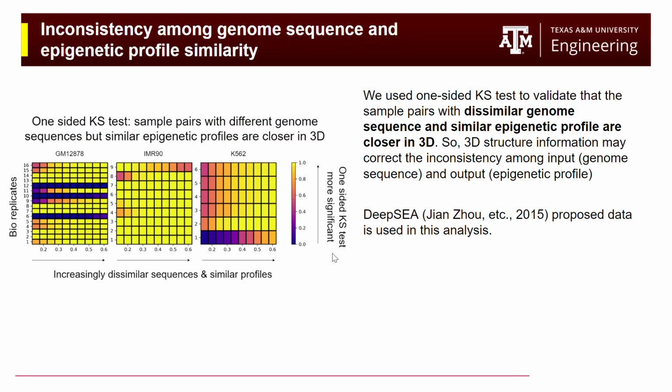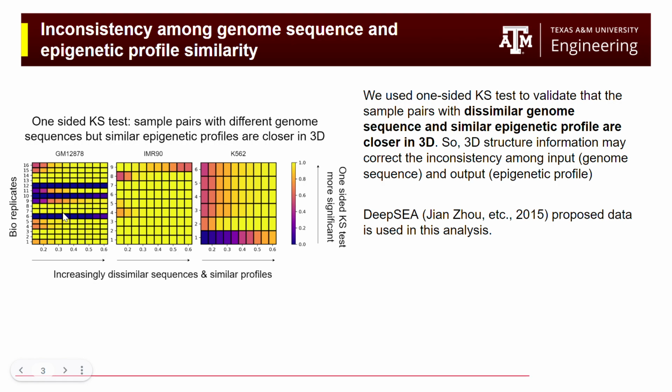First, we validate the potential helpfulness of the 3D chromatin structure. We used a one-sided case test to show the genome regions with dissimilar genome sequence but similar epigenetic profile are closer in 3D. Each subplot is using one cell line's chromatin structure. Each row is for one high-assay experiment. From left to right, we have increasingly dissimilar sequence and similar profile. The color is showing the significance of the case test.